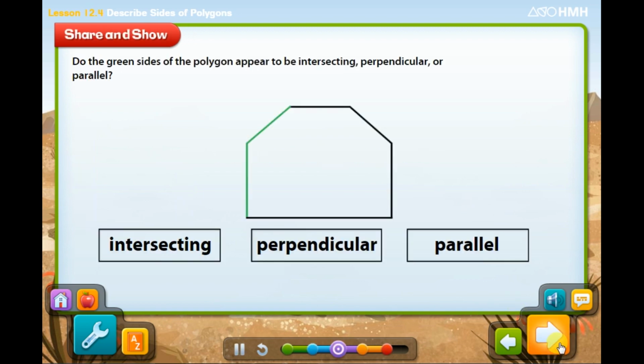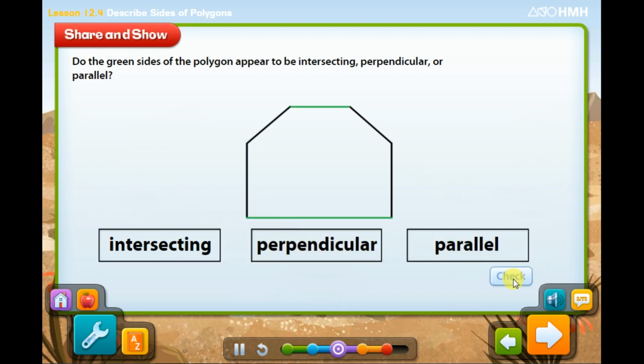Do the green sides of the polygon appear to be intersecting, perpendicular, or parallel? Select all the words that describe the green sides. Then click Check. The two green sides meet, and they don't form a right angle or square shape. So this means they are only intersecting or only meeting. That's right. These line segments are intersecting because they form an angle where they meet. It's not a right angle, so they're not perpendicular.